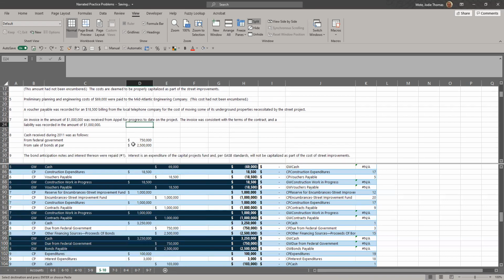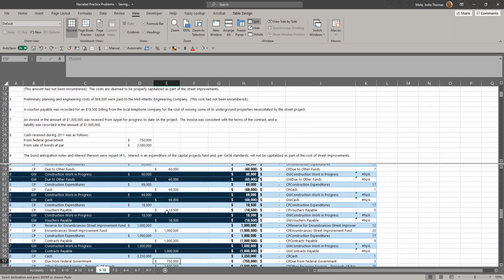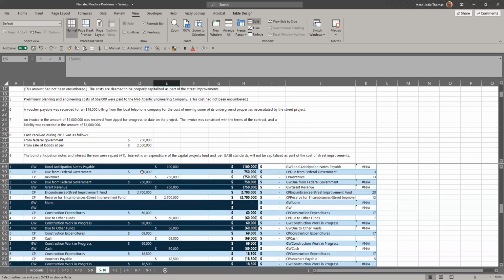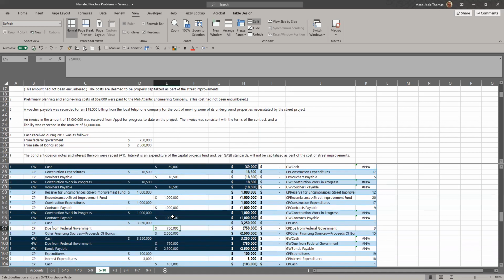All right, so here we go. We're getting our cash in. Here's the cash we're reporting. Due from the federal government, we got the $750 from the federal government that we already recorded earlier, that we already accrued earlier, so we can kill that one now. The $750 is offsetting this $750 debit. And the other financing sources, proceeds of bonds.